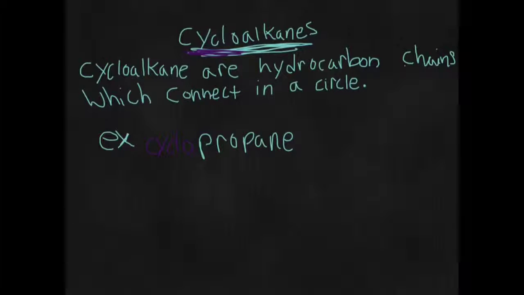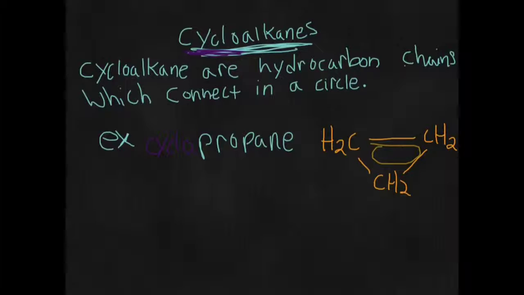Now how to draw it? It's pretty simple actually. You just take H2C because it's written like that on that side. And then you write CH2. And then you come down here and write CH2. And you go back up. So that way it looks like it's making its full circle.